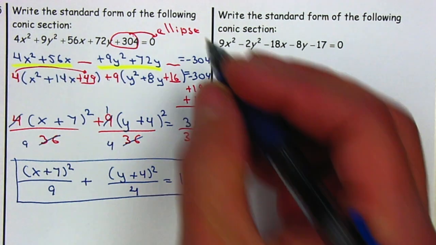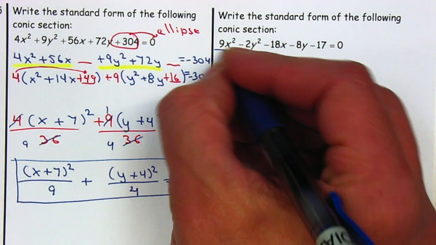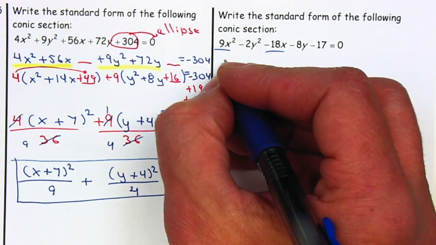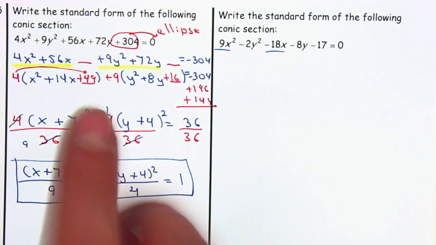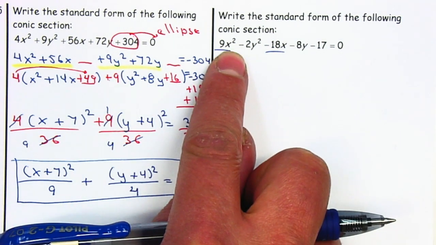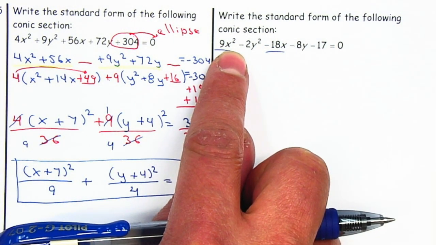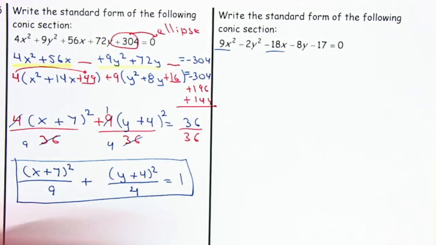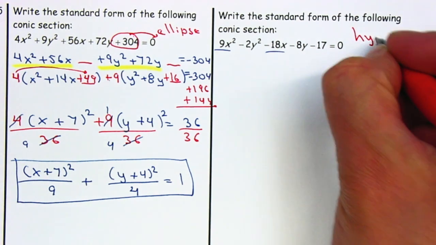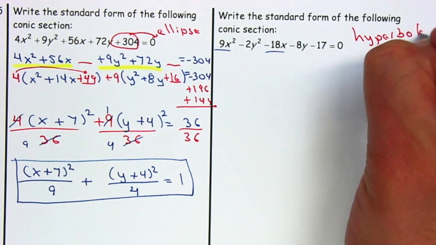Great. So I'm going to go through the same process. I'm going to group my x's together, then my y's, and move my 17 to the right. What type of shape is this? They both are squared, so I know it's not a parabola. They have different signs, so that means that this is a hyperbola.